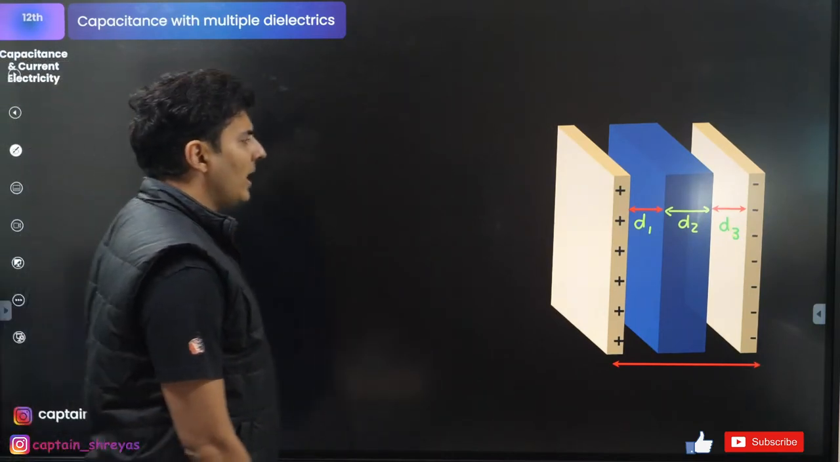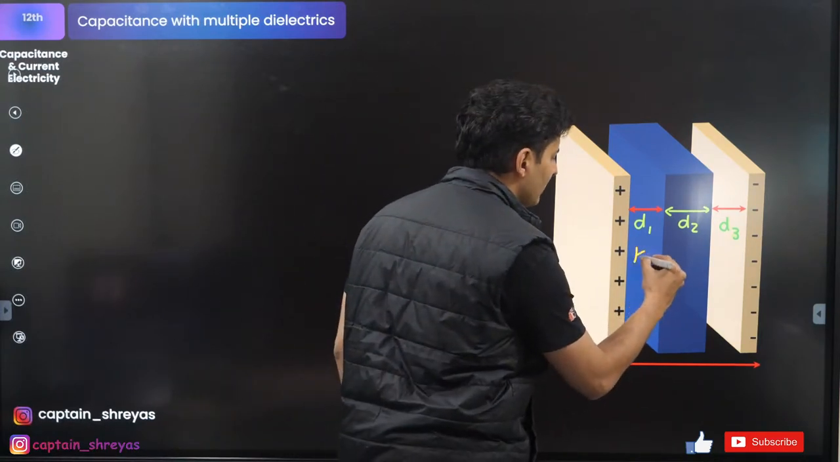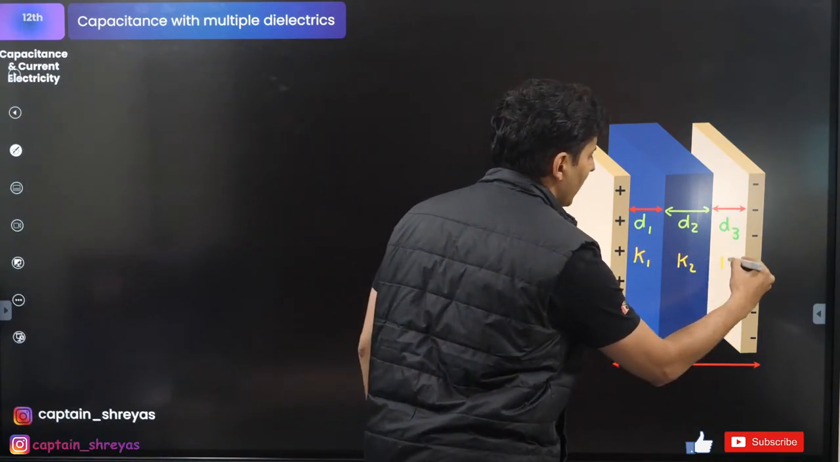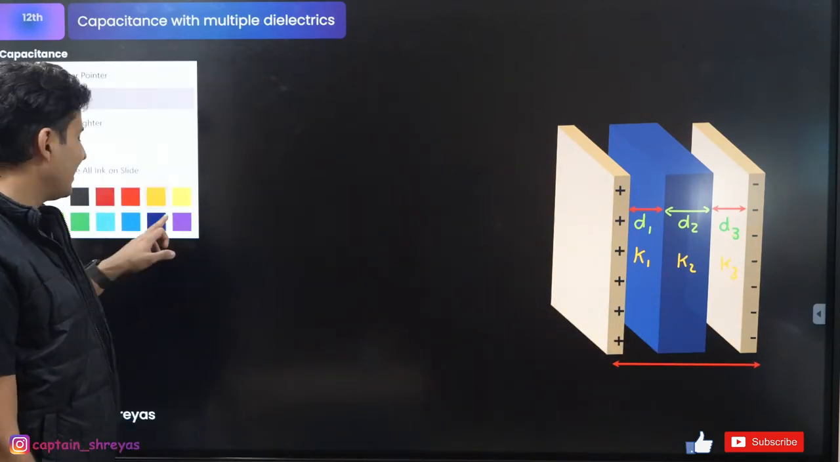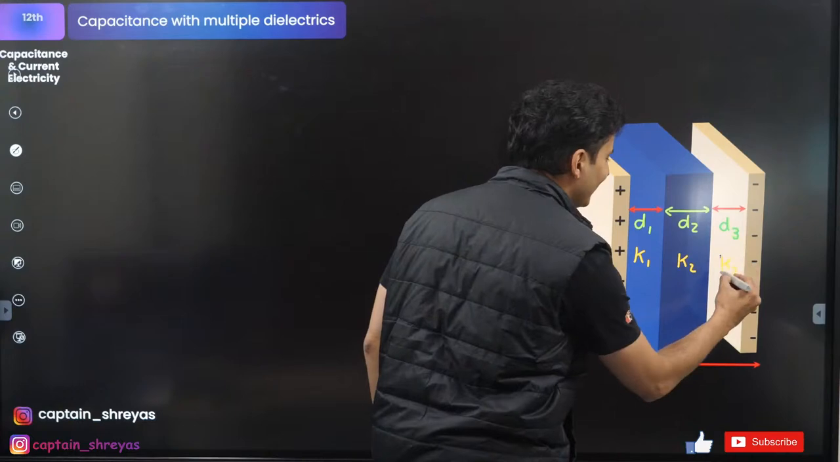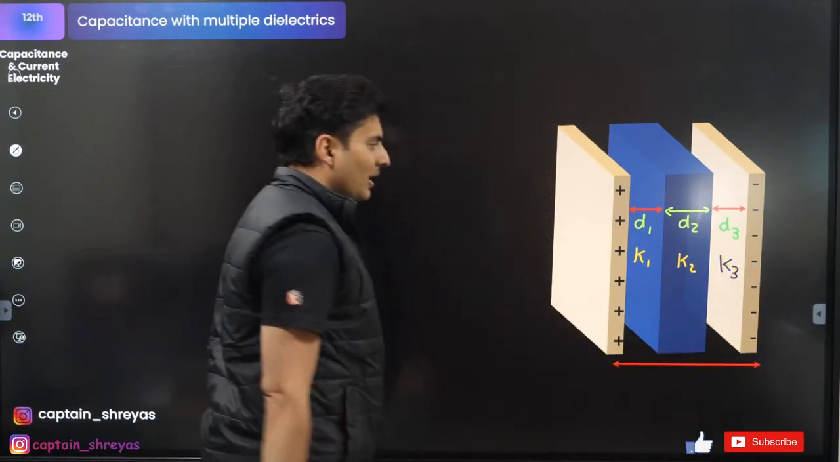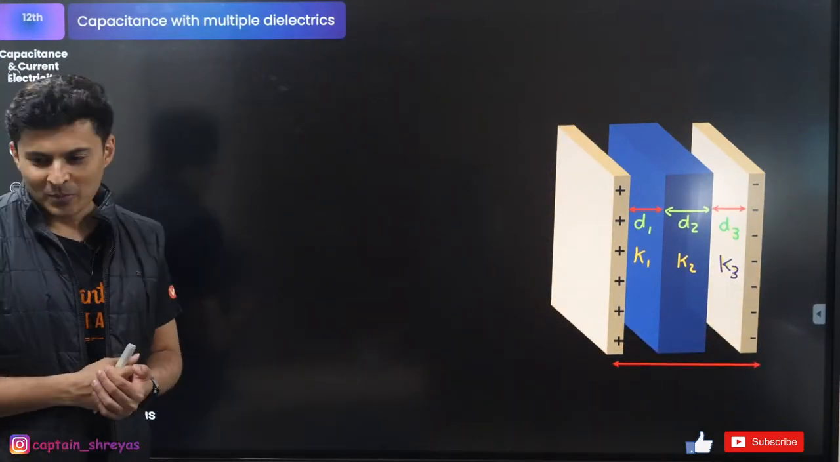And then you also have a dielectric medium over here. This is K1, this is K2, and this is K3. I hope you guys can see K3. If you cannot see K3, wait, let me write it down using a different color. This is K3. Is that okay, guys? Perfect. Awesome.